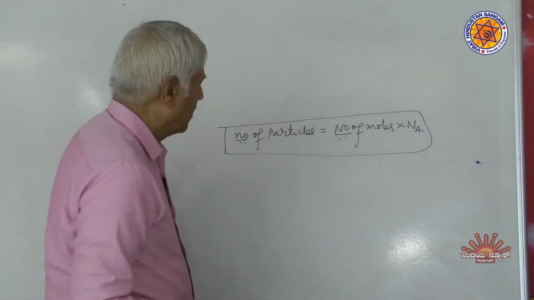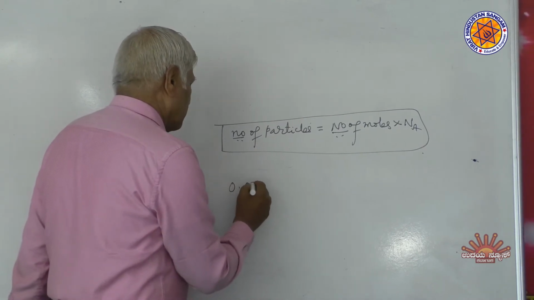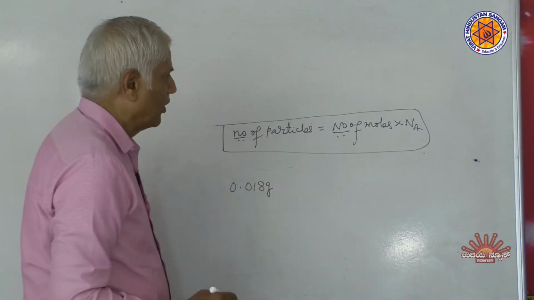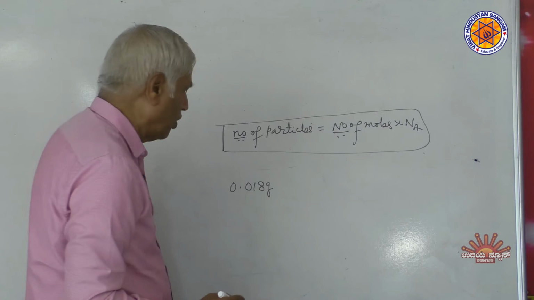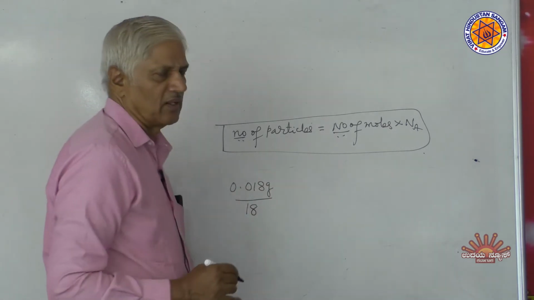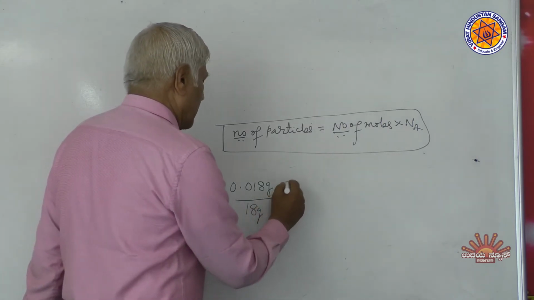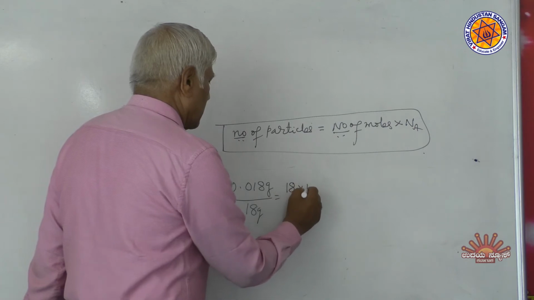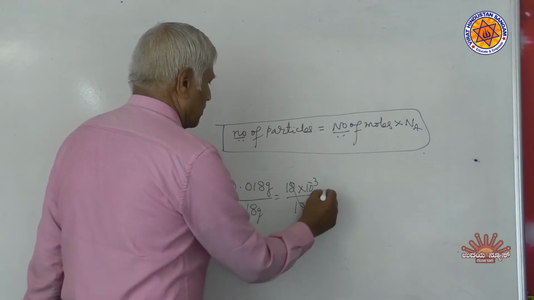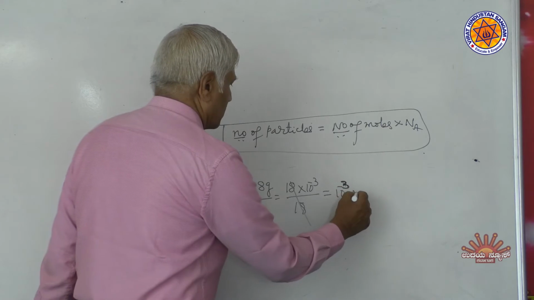Number of particles, whether atoms, molecules or ions, equals number of moles into Avogadro number. Yes, number of moles not given. They have given the mass of water as 0.018 gram. How do you convert mass into moles? Divided by molar mass. What is the molar mass of water? 18 gram. So numerator can be written as 18 into 10 to the power of minus 3 divided by 18. So it is 10 to the power of minus 3 moles.